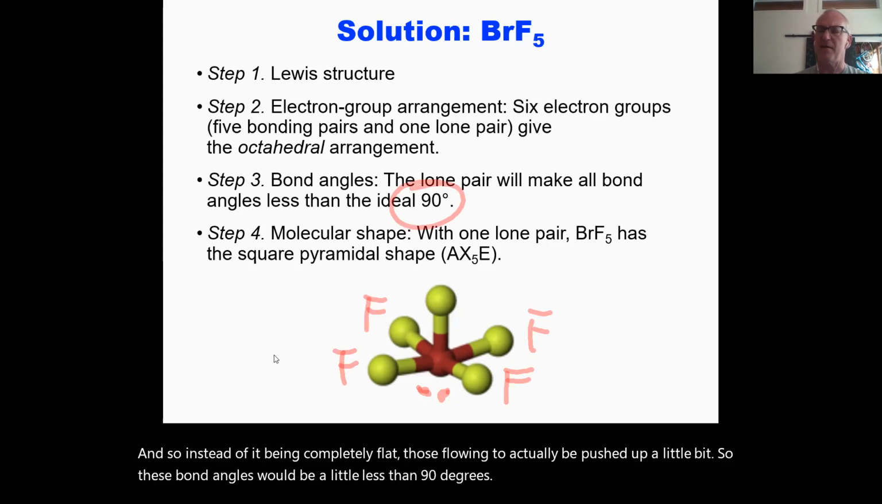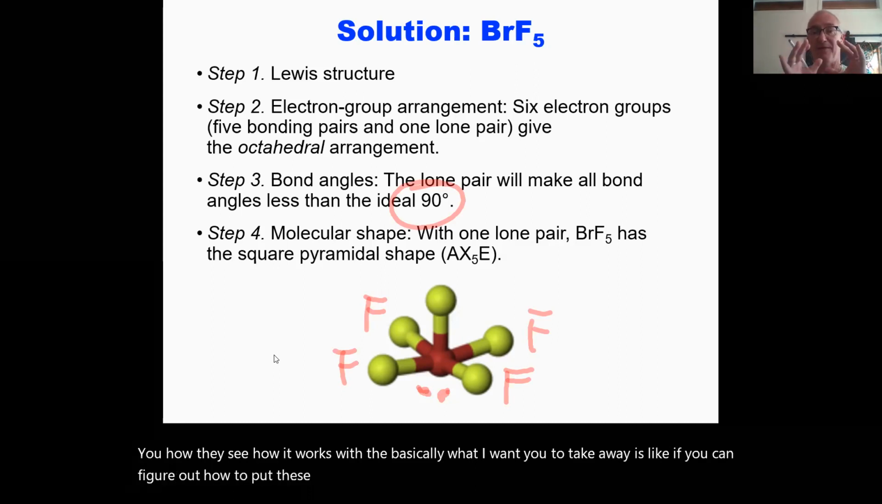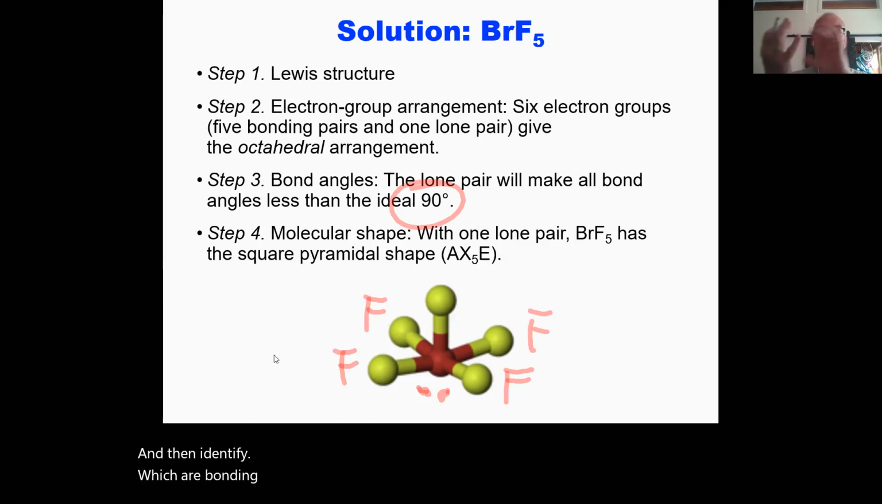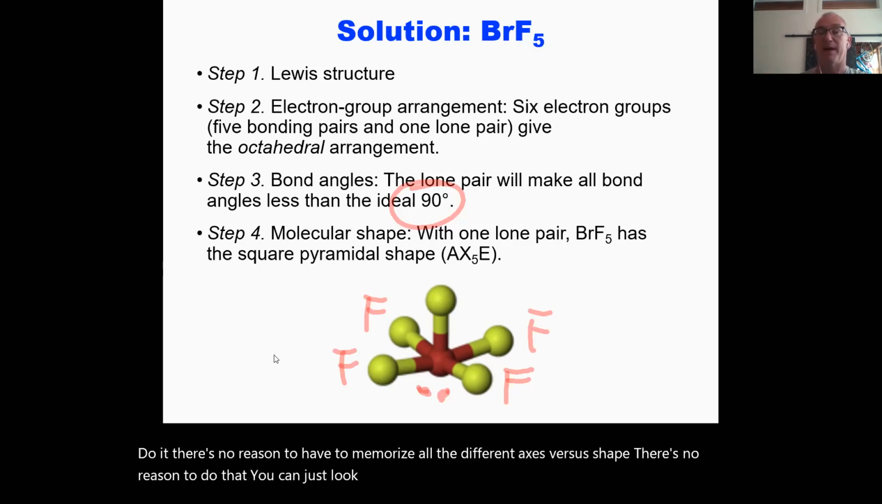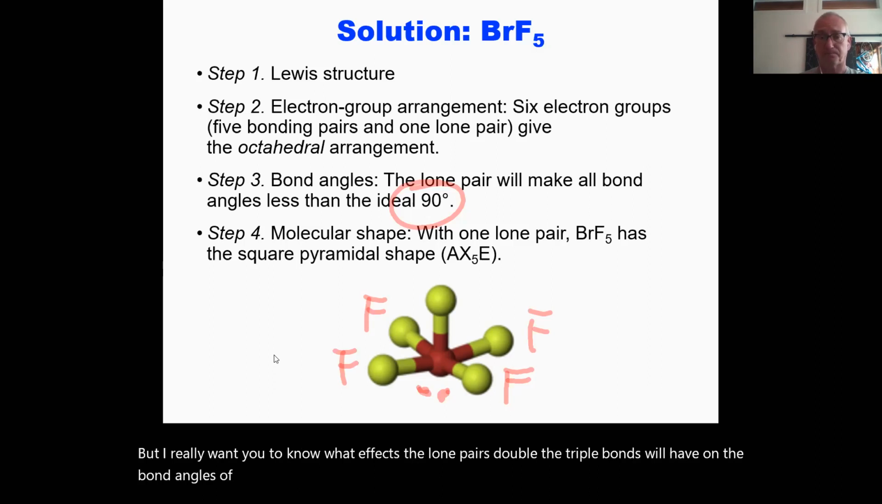Okay? Do you see how it works? What I want you to take away is, if you can figure out how to put these molecules together and then identify which are bonding pairs of electrons and which are non-bonding pairs of electrons, then you just look up the shape. There's no reason to have to memorize all the different AXEs versus shape. You can just look that up. But I will want you to know what effects the lone pairs, the double, the triple bonds will have on the bond angles of those shapes, okay? All right.